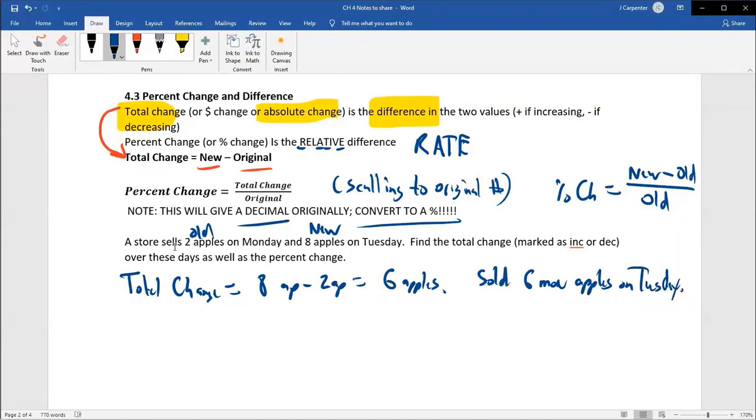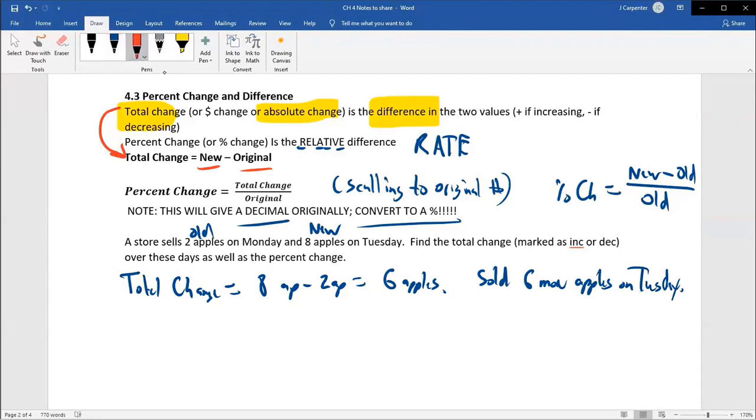Okay, well, that statement by itself is fine. We sold 6 more apples on Tuesday. But is that a lot or is that a little? Well, some people will say, well, that's a lot because we only sold 2 on Monday, so 6 more apples, that's a significant increase. Yes, selling 6 more apples on Tuesday versus Monday is significant knowing that we only sold 2 apples on Monday.